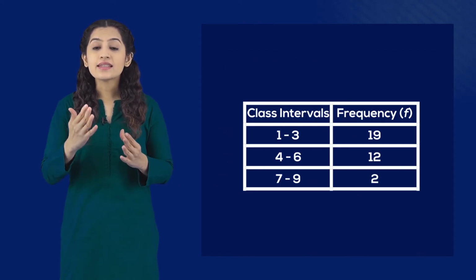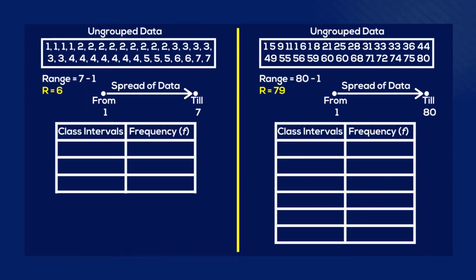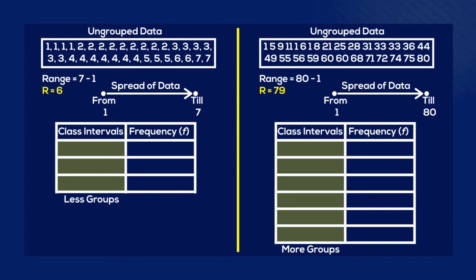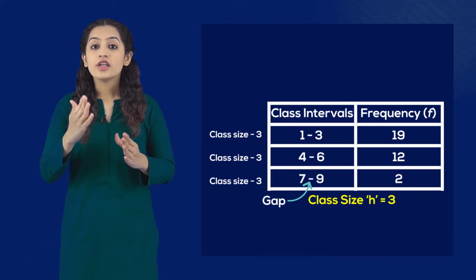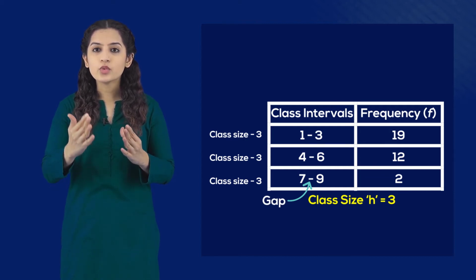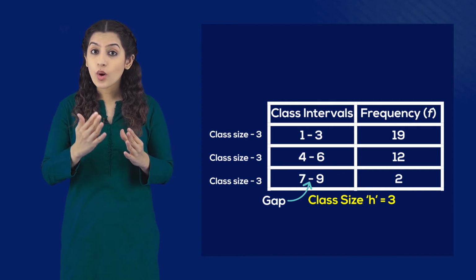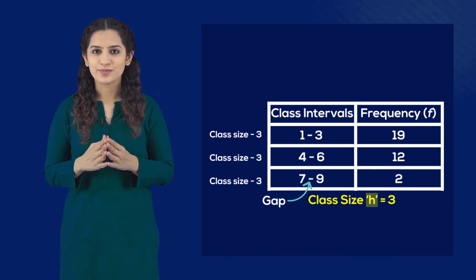This range affects the number of groups, which are denoted by k. So basically, the number of groups could be more or less, depending upon the range of the observation. Lower the range, lesser the number of groups needed to represent the data, and vice versa. Now, the range and the number of groups k both decide the gap between each interval. This gap is formally called the size or height, denoted by h.